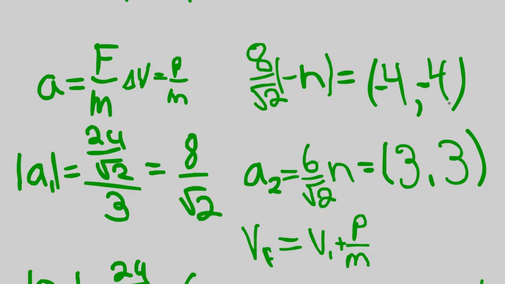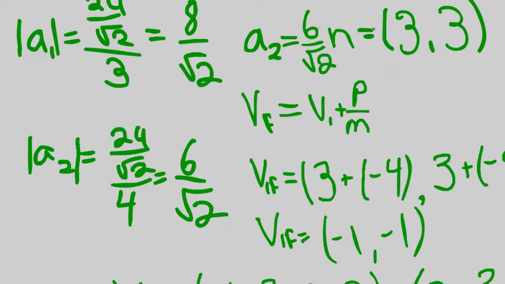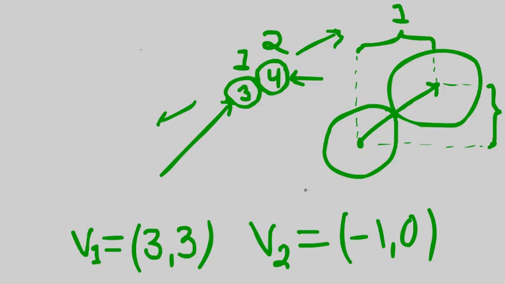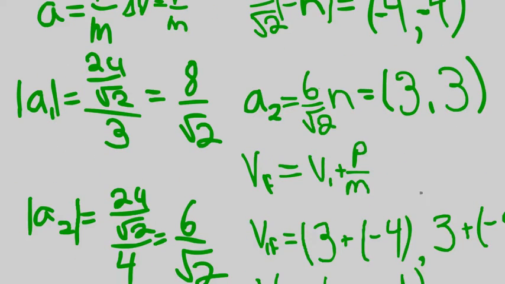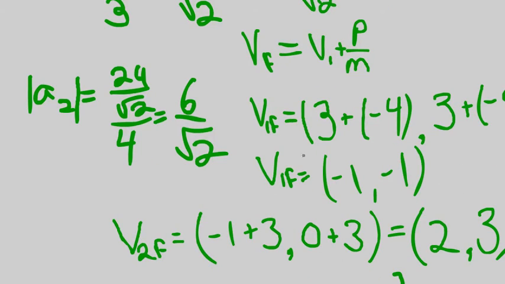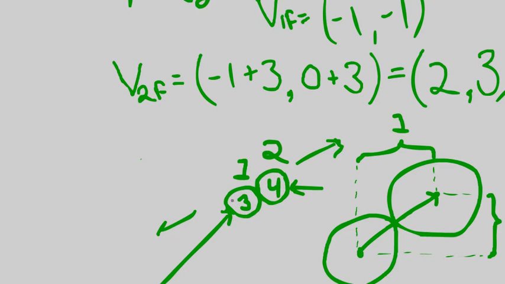So these are the change in velocities. If you add these vectors to their velocity vectors... Since the initial velocity was 3 and 3, you add that to -4 and -4. So 3 plus -4 and 3 plus -4. The final velocity of this one right here is -1 and -1.